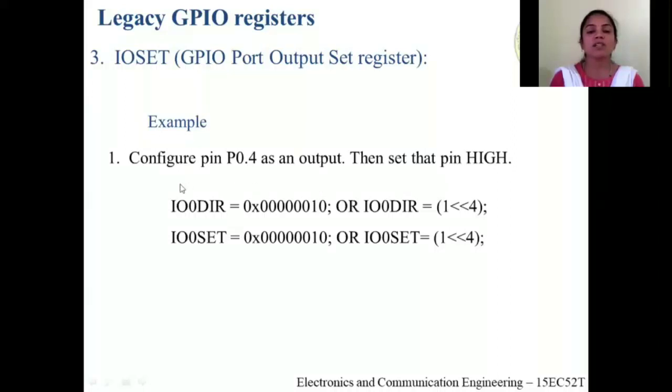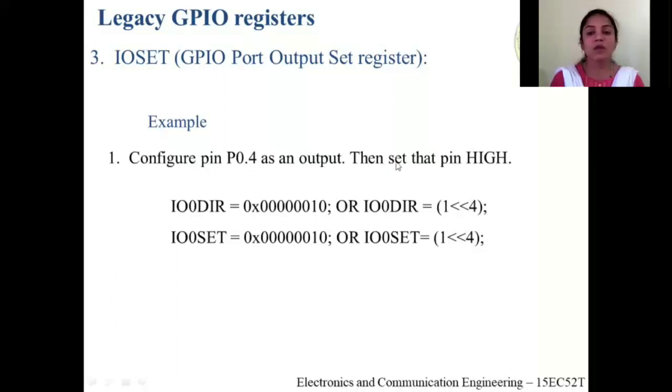That is how we set the fourth pin of port 0 as an output pin by using IO0 DIR. This is one way. This is another way of setting the fourth pin of port 0 as an output pin: 1 left shift 4 times. If you take the binary value 1, that is 0001, and left shift it 4 times, it comes to the fourth position, and the value will be equal to 10. Here we are just saying the fourth pin of port 0 is used as an output pin.